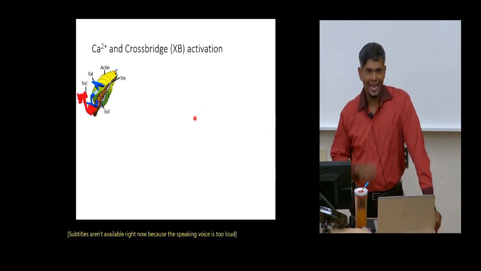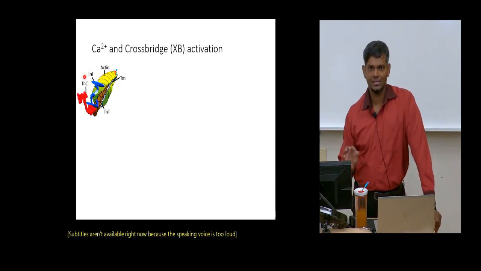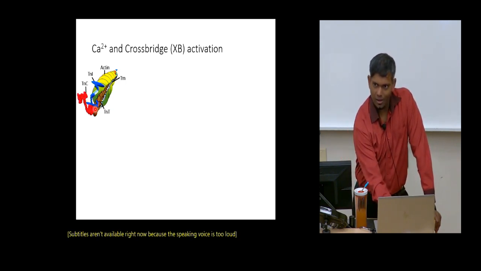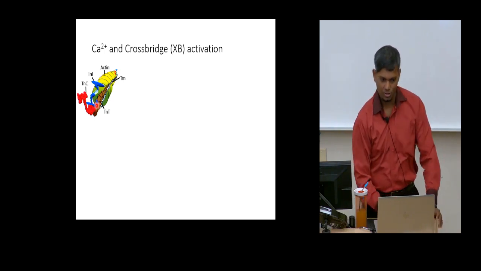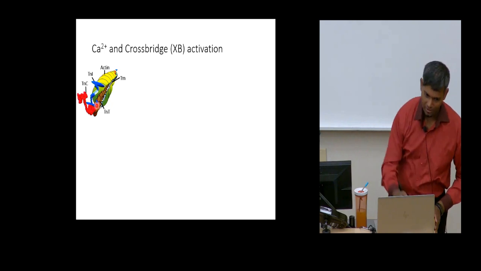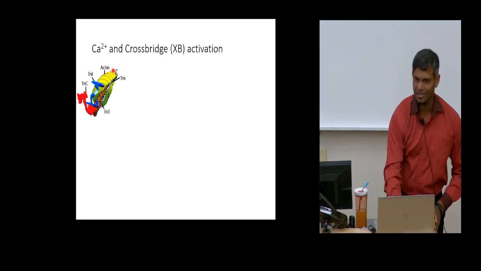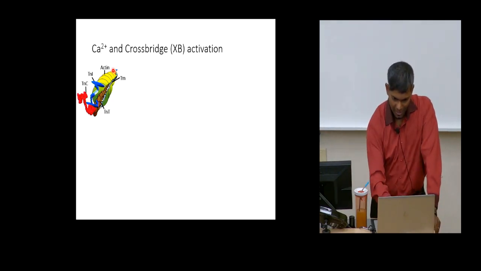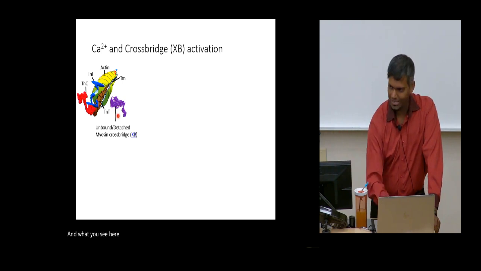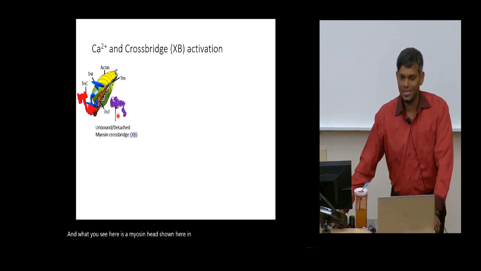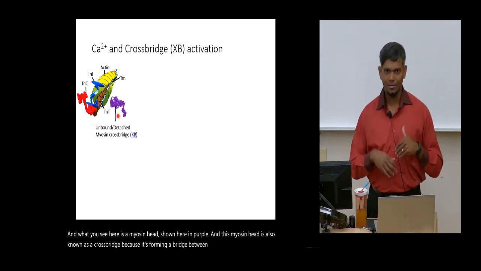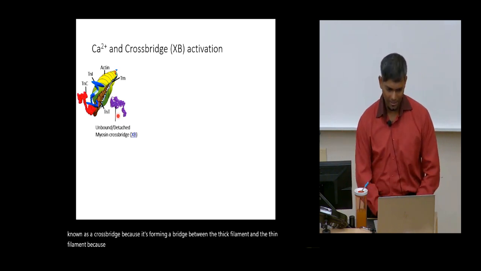So what you're seeing here is an end-on view of a single actin filament, right? The actin filament is shown here in yellowish green, and then you have one troponin complex here, and this tropomyosin is shown here. So you're standing at one end and looking all the way down, and if you can see all the way in the distance, you have a tiny troponin complex. So you have these troponin complexes all throughout. And what you see here is a myosin head shown in purple, and this myosin head is also known as a cross bridge because it's forming a bridge between the thick filament and the thin filament, because this myosin head can bind to actin.